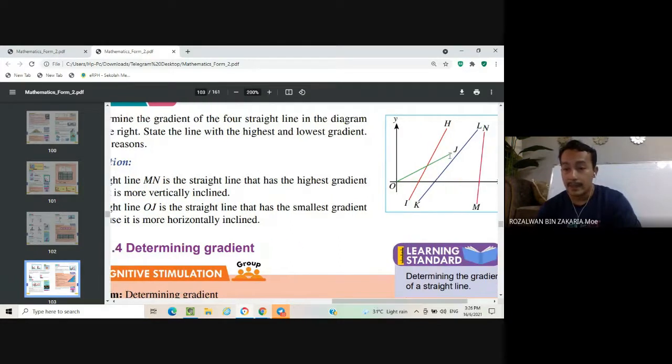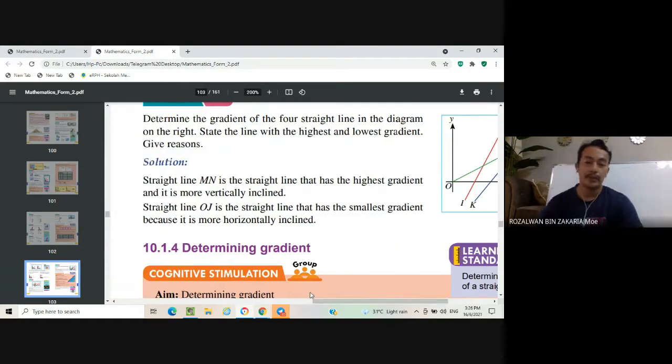For this line OJ, if you calculate the angle from this line toward the x-axis, the value of this angle is smaller compared to the angles of the other lines. So the line OJ has the smallest gradient compared to the other lines. All right, class, that's all for our lesson today.